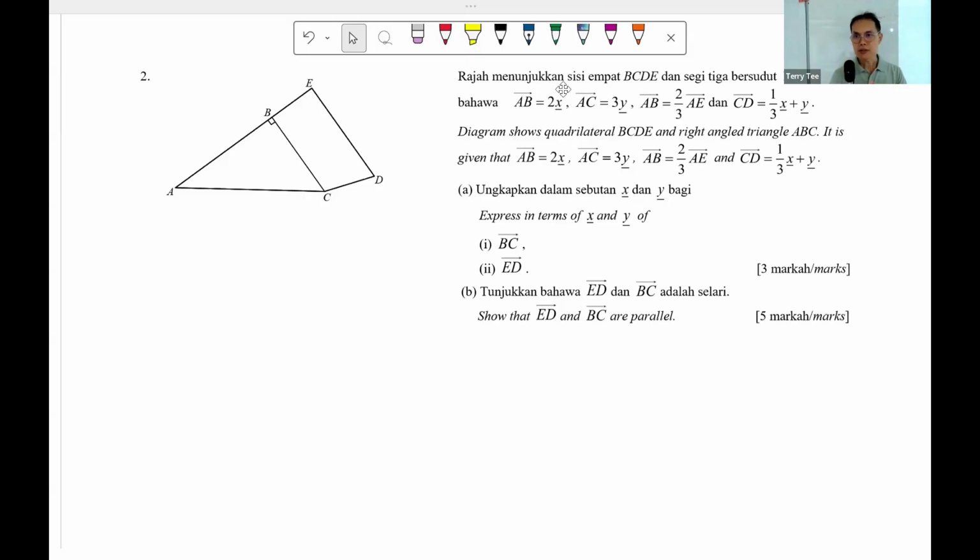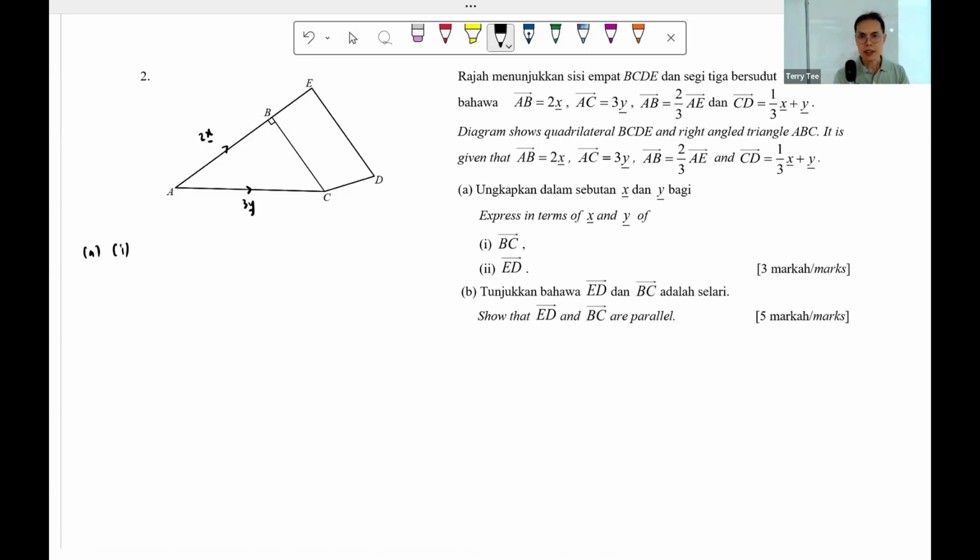So it is given that AB is 2x, so I'm going to label here 2x. AC is 3y, this is 3y. AB is 2/3 of AE. Now I can demonstrate BE is 1x, but if you want to show your working, let me work it out here.